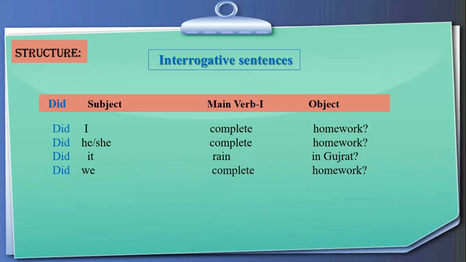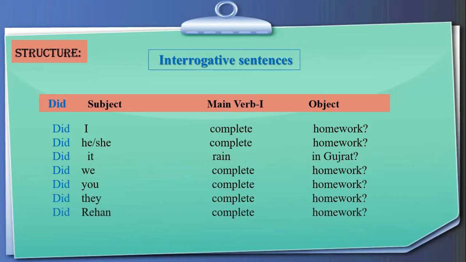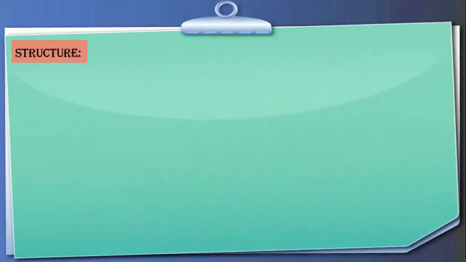Did we complete homework? Did you complete homework? Did they complete homework? Did Rihan complete homework? Did Rihan and Wahid complete homework? So this is the way we make interrogative sentences of past simple tense.